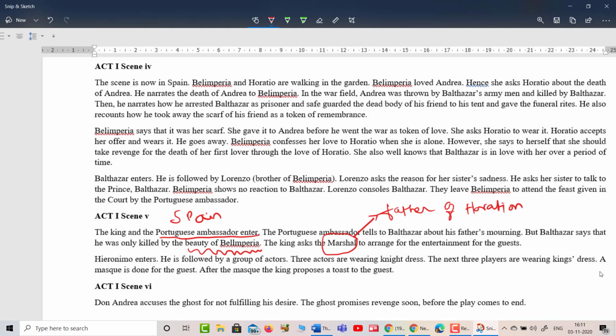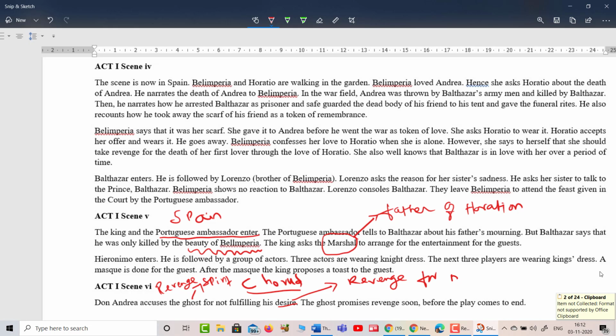Now scene 6 is like a chorus, where you can see Don Andrea blames the ghost for not fulfilling the desire. Now who is the ghost? The revenge spirit. For not fulfilling what desire? Revenge. Revenge for murder is the desire. So this desire is not taken care of.